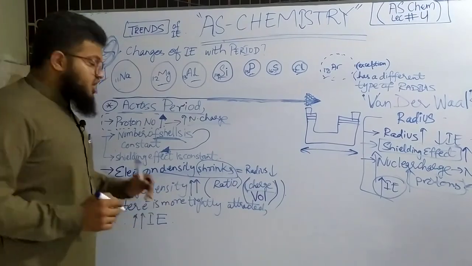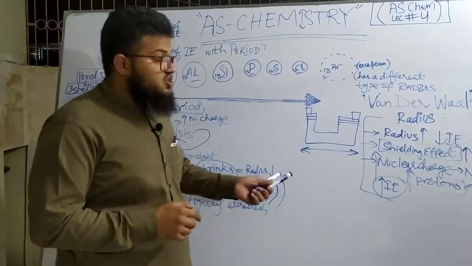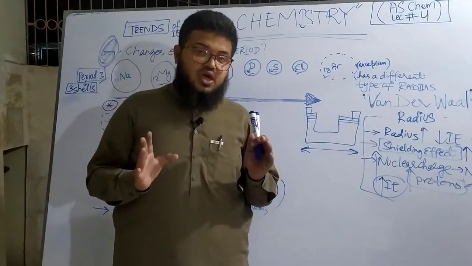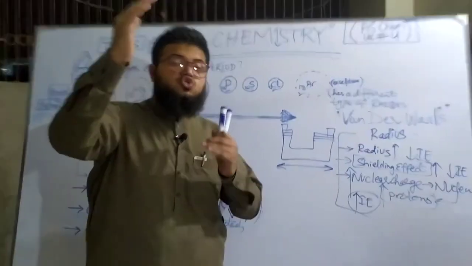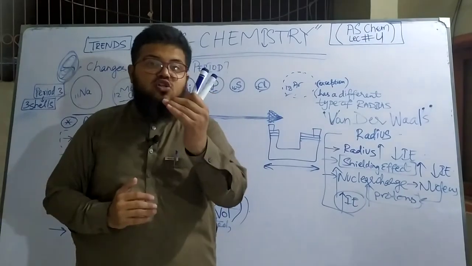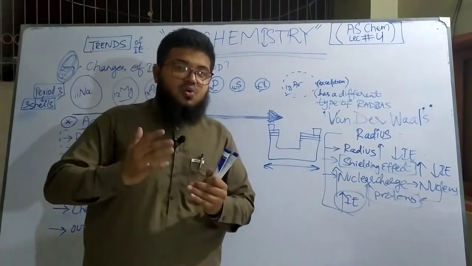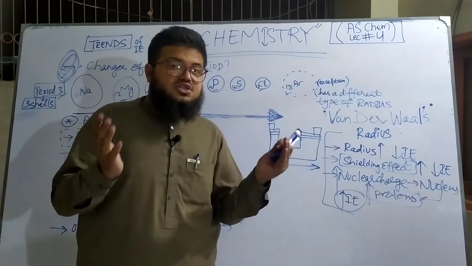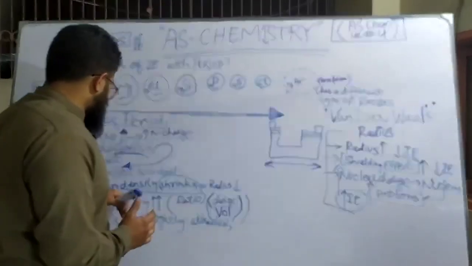Then comes the charge density. Let me first explain what charge density actually means. Charge density is actually a ratio. It is a ratio of charge to volume. Charge per unit volume is charge density. Remember what density is? Density is the mass per unit volume, right? Charge density is the charge per unit volume.